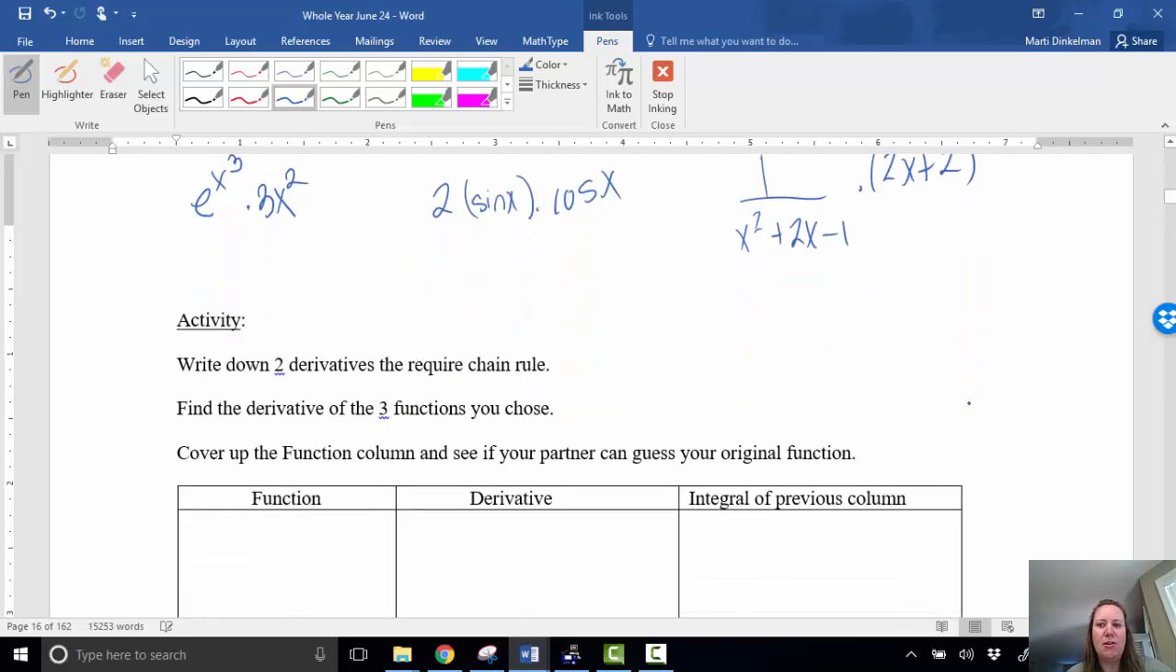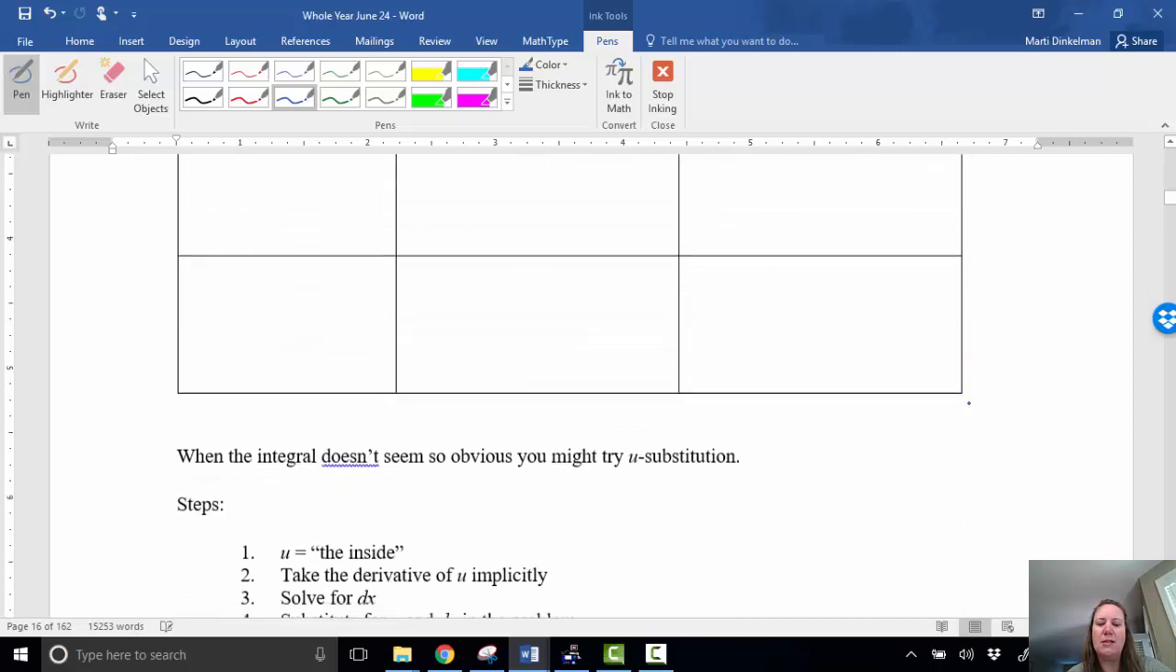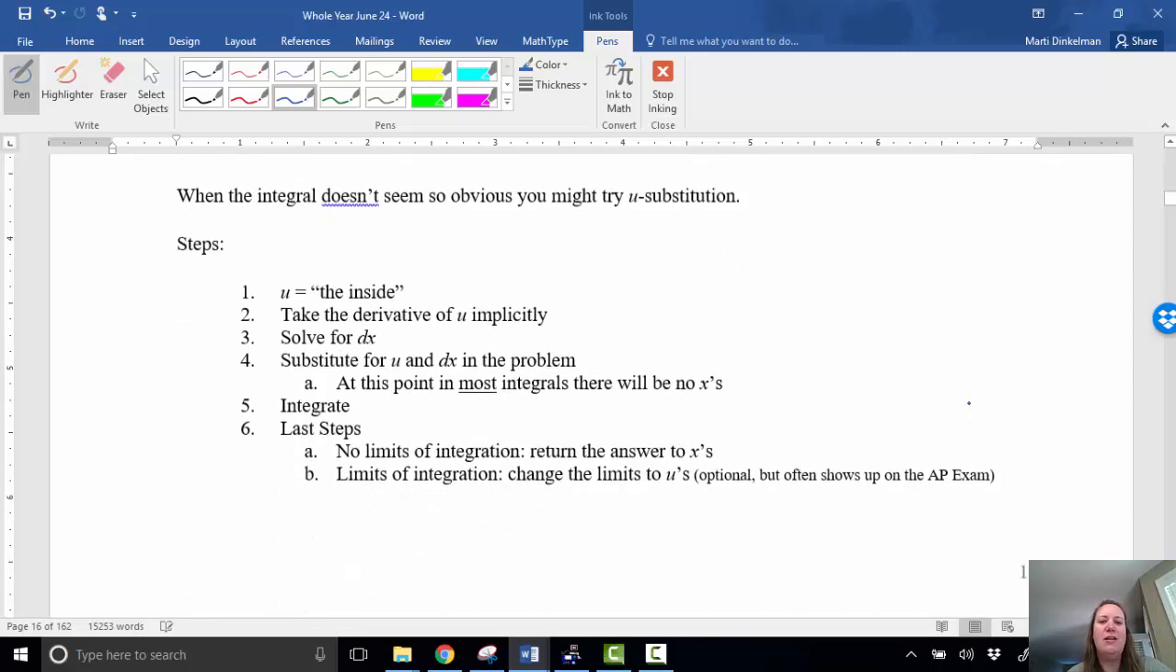Now I have an activity here that hopefully we'll be able to do in class. If you're not in class, then you can feel free to try that if you want. Otherwise, we're just going to go ahead and skip down to the steps here.